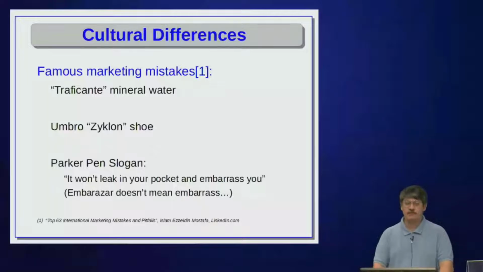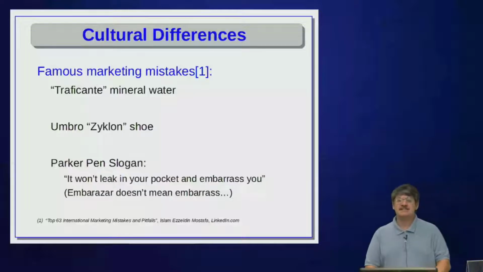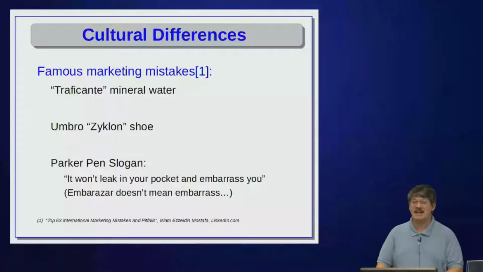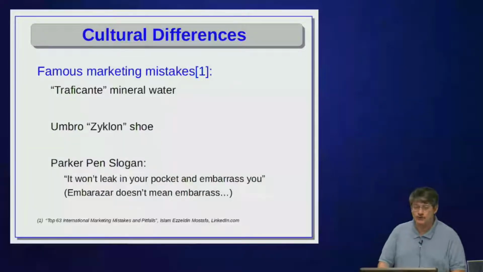Another example of a mistake in this area is a British shoe company called Umbro that wanted to sell shoes in Germany, and so they named their shoe the Zyklon, which is the German word for cyclone. Unfortunately, Zyklon also has a different meaning in German. It's the name of a pesticide that was used by the Nazis to execute Jews in the gas chambers. It was actually one of the gases that was used at the concentration camps. So marketing shoes as Zyklon shoes didn't go over so well.